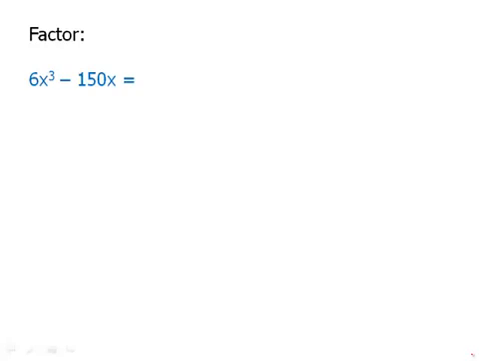For example, suppose you had to factor something of this form. Well, notice, first of all, we can use our old trick of factoring out a greatest common factor. Both coefficients are divisible by 6, and we can factor out an x as well. So we factor out a 6x, and we get x squared minus 25. Now that's a difference of two squares, so it factors to this, and this is the fully factored form.